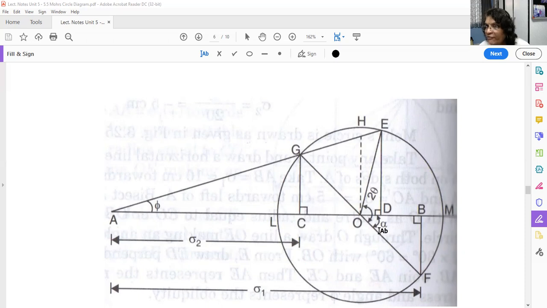So tan alpha is equal to tan 2 theta for AM, equal to BF upon OB, that is tau upon sigma 1 minus sigma 2 by 2, that is 2 tau upon sigma 1 minus sigma 2. So this is the angle. How to find the angle, you understood? This is the angle for the maximum principal stress, that is alpha. That is tan 2 theta.